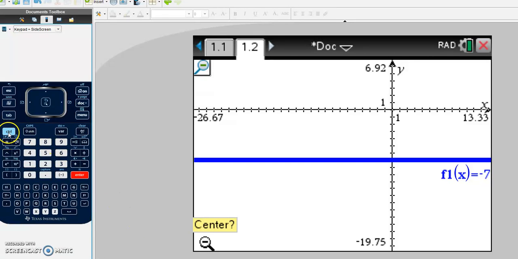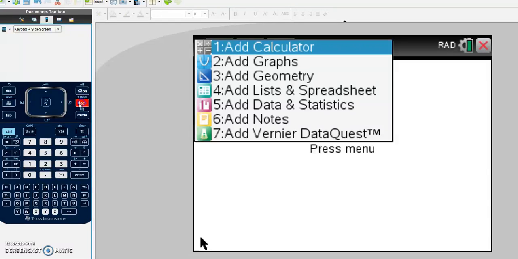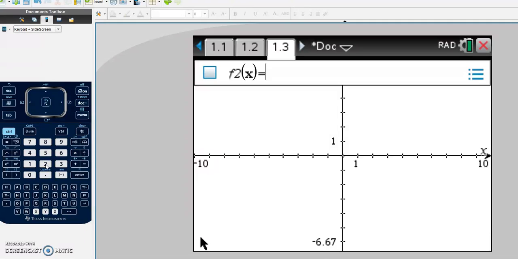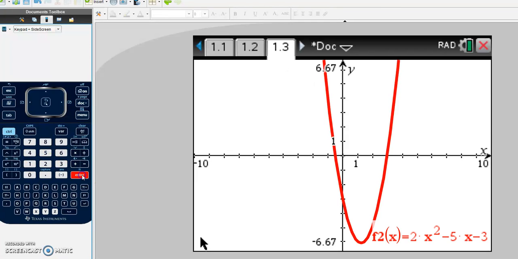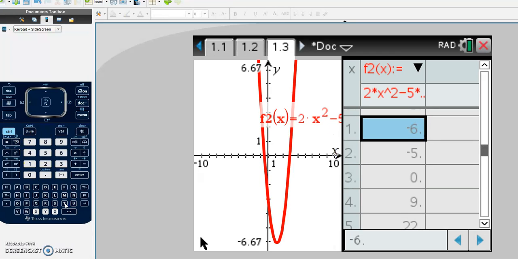So let me go to a new document page. And again, I'm going to do a graph. So that's number 2. And we're going to type that equation in. Let me get that up on my sheet. Okay, so it's going to be 2x squared and minus 5x, and then minus 3. All right, and if we hit enter, it's going to graph it. But remember, we're not really concerned about the graph. We want to go to the table. So if I do Control T for table, there I'll have my table.